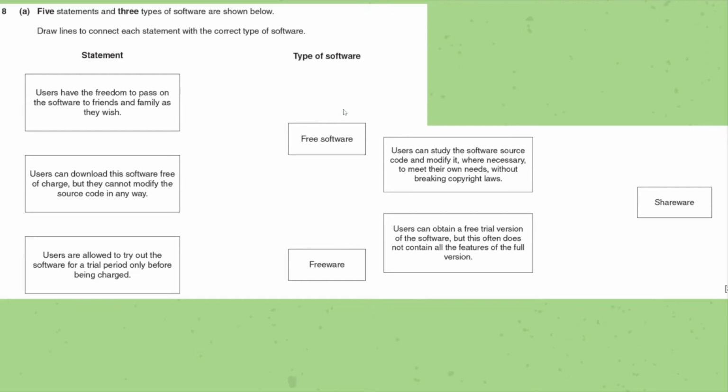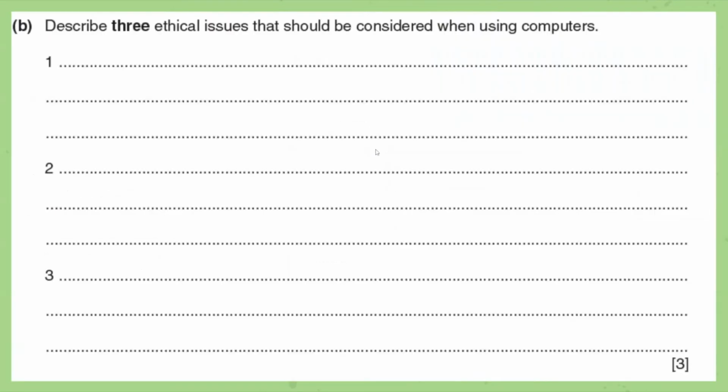The next question is a 4 subdivision question. Let's read the question first. 5 statements and 3 types of software are shown below. Draw lines to connect each statement with the correct type of software. The types of software are free software, freeware, and shareware.